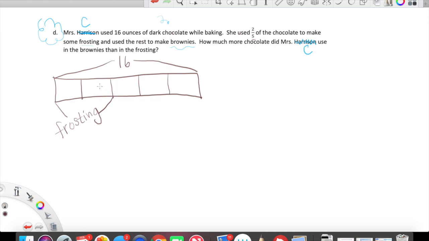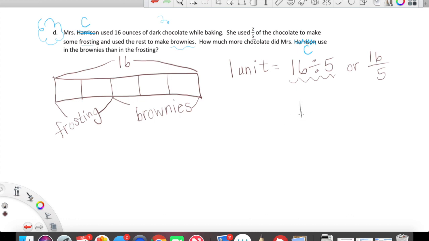Okay, so we have frosting across 2/5, and then the rest, understandably, is used to make the brownies. Yum. How much chocolate did I use in the brownies? Oh, how much more chocolate did I use in the brownies than the frosting? Great question. What we need to figure out first is how much chocolate we have in 1 unit. 1 unit, my friends, is going to be equal to 16 divided by 5. Or, as you know, we can rewrite any division expression as a fraction, 16/5.